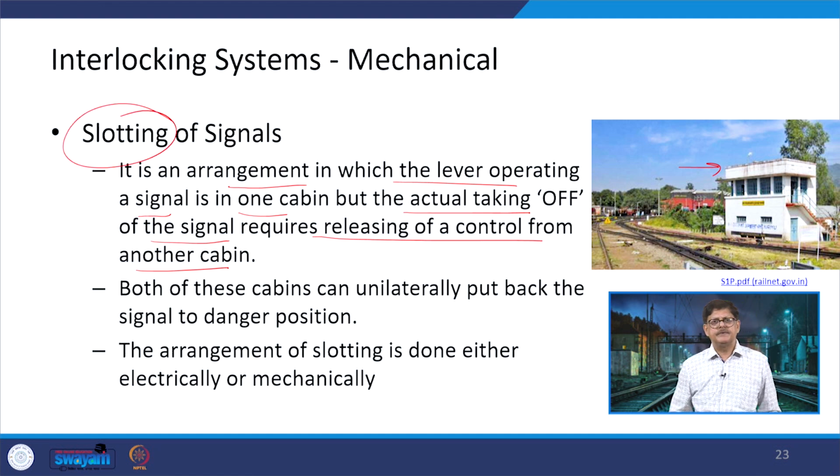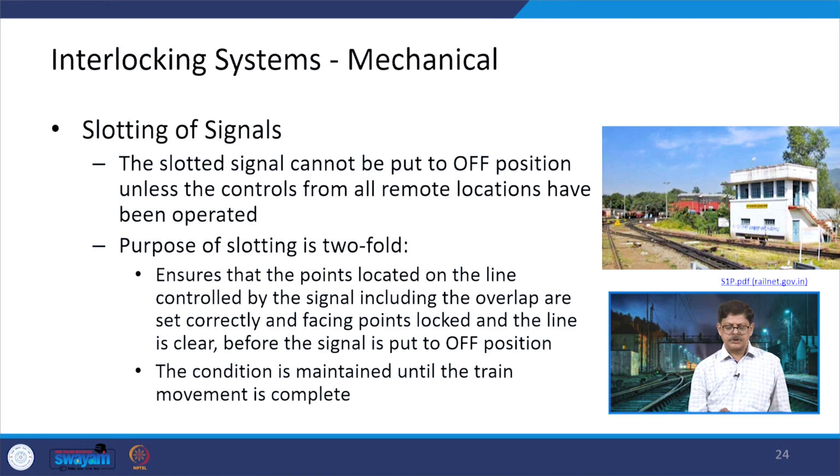Now, both of these cabins can unilaterally put back the signal to danger position. So, they can put any signal to danger position, but if we are going to release them so that the train moves on that, then in that case it is going to be operated with a combination of both cabins. The arrangement of slotting is done either electrically or mechanically, both possibilities are there. The slotted signal cannot be put to off position unless the control from all remote locations has been operated. So, as I said, if it is being operated from multiple cabins, then all cabins have to be working in sync with each other, and then only this can happen.